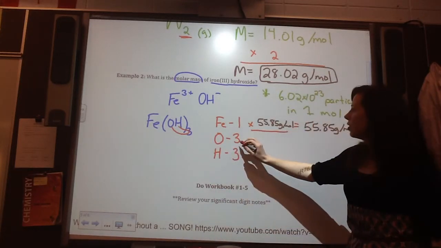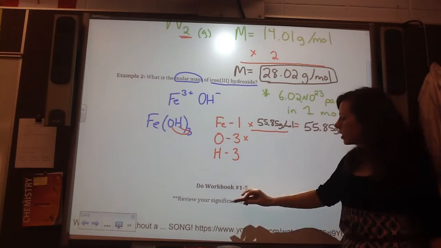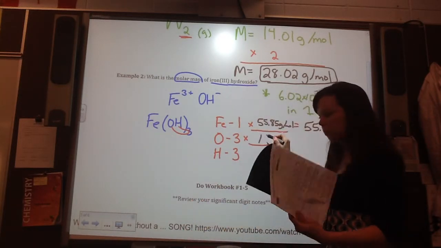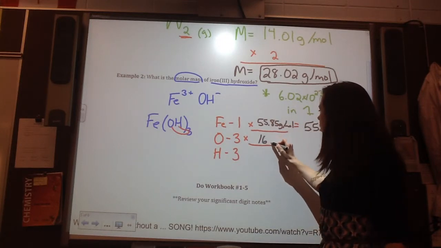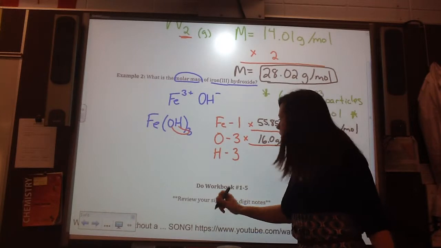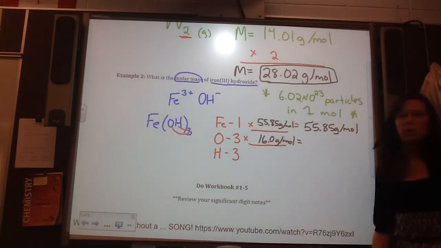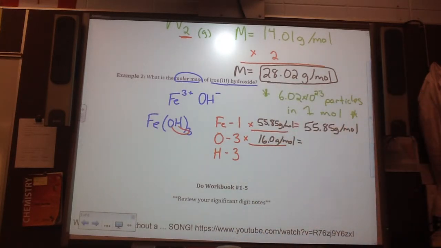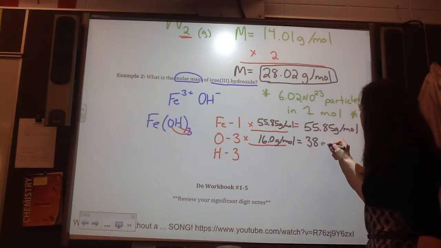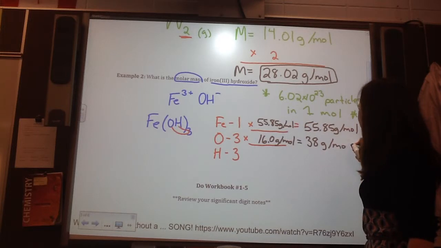Then you go to the oxygen. What's the molar mass of oxygen? 16, right? Yeah. Grams per mole. So then 16 times 3 is what? 48. Yeah. So we got 48 grams per mole.